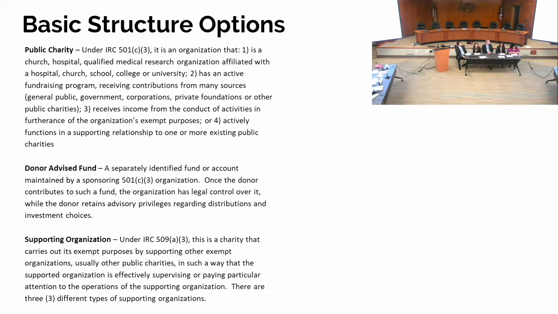A supporting organization. So this is under IRC 509(a)(3). It's a charity that carries out its exempt purposes by supporting other exempt organizations, usually other larger public charities, in such a way that the organization that is supported is effectively supervising the operations of the supporting organization. So there are three different types that we'll go through on the charts that are coming up next.